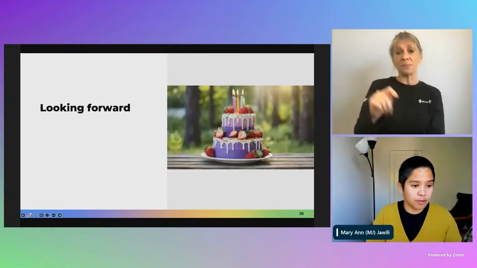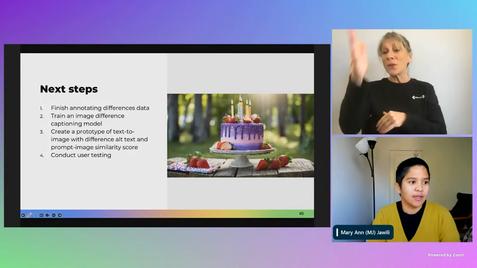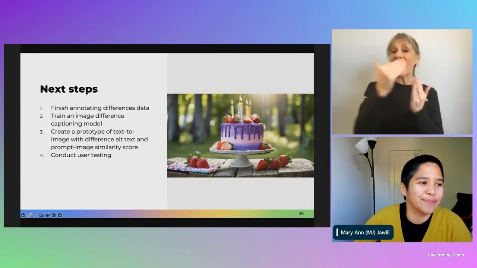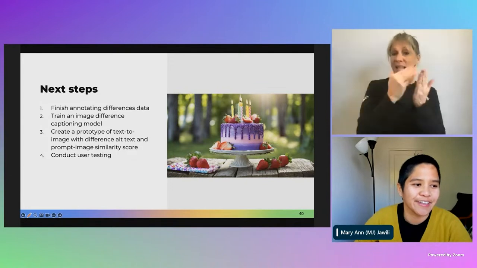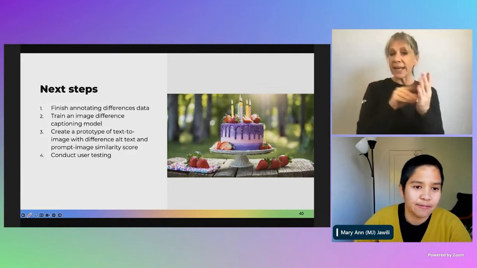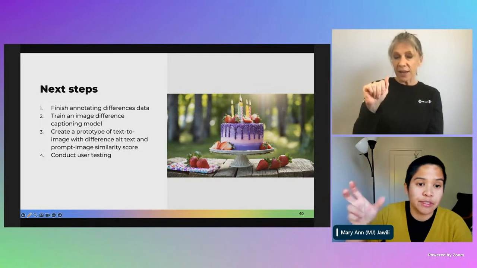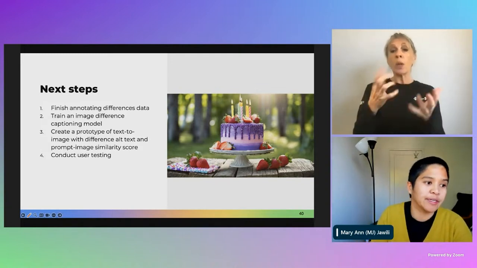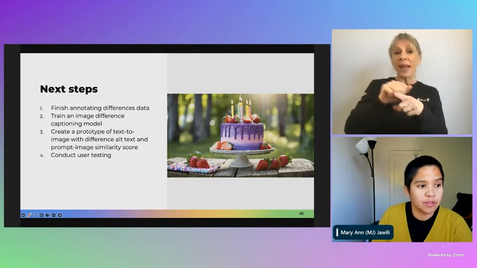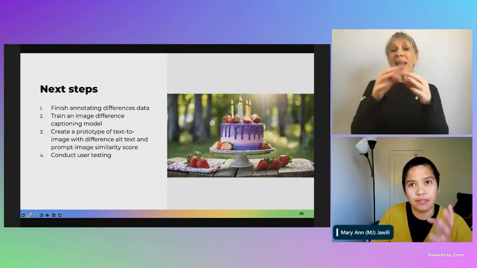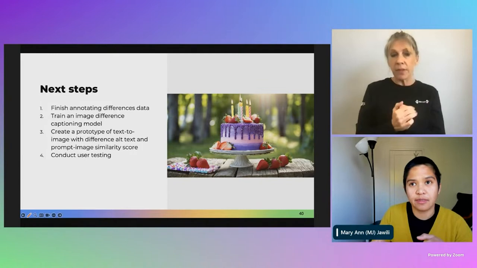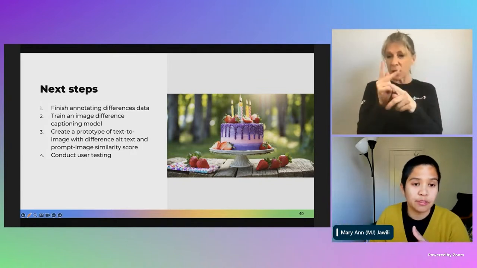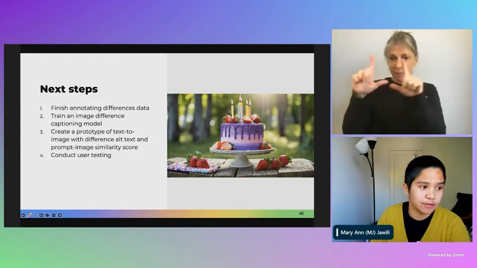So just looking forward, we have some next steps. The first next step is that we want to finish annotating the differences data. This is the differences between two images. And we want to use this data to train an image difference captioning model, which will take images, ultimately 4 images, figure out the differences between the images, and then summarize that difference.